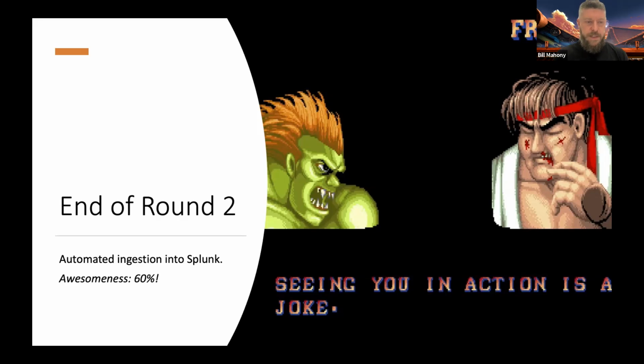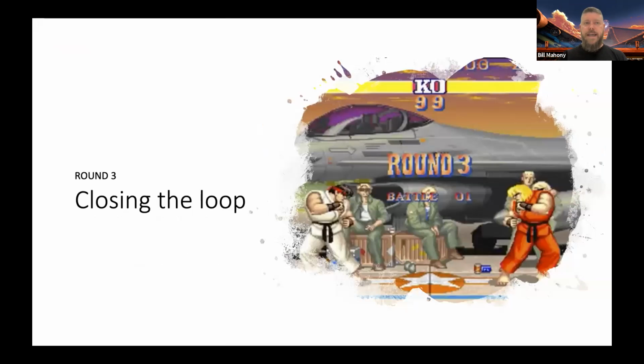So about 60% awesome. But I reckon we can go further. Again, we've still got that manual side of things that we really want to automate all the way through. And as I said, consistency matters. We really want to use the existing pipeline that we use for all of our other alerts in the cyberspace.